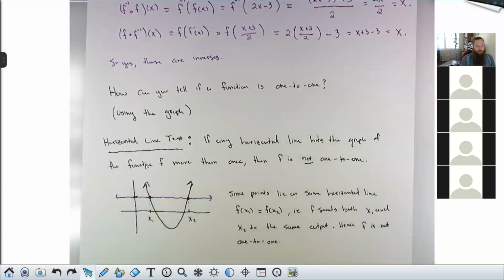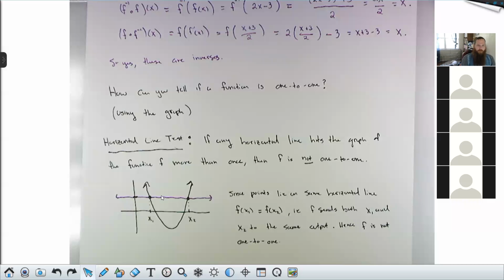One-to-one functions are functions that send every input to a different output. No two inputs getting sent to the same output. So this is in direct violation. I don't think you guys are going to need much practice with this. You just imagine drawing horizontal lines. If any horizontal line touches that graph more than once, then automatically that is not a one-to-one function and hence does not have an inverse.